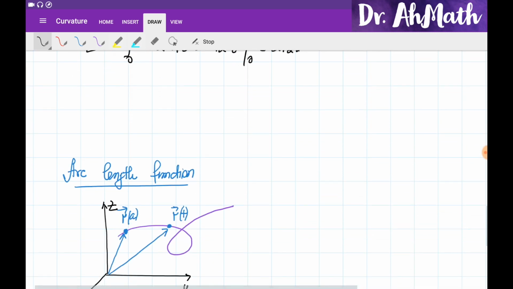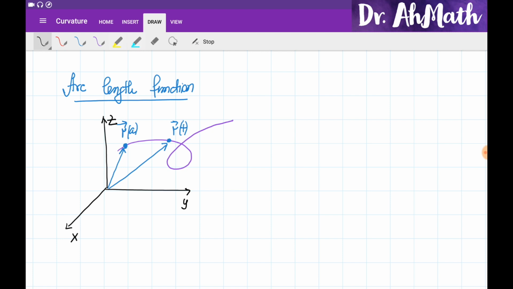Okay, so now we're going to define the arc length function. Basically, if the curve is given as some vector function r of t, what we would like to do is define the length from the starting point a until any variable t using a function. So this function is going to be defined in the form of s of t, and this is going to be the integration from a to t of the norm of the derivative of r, with respect to u.